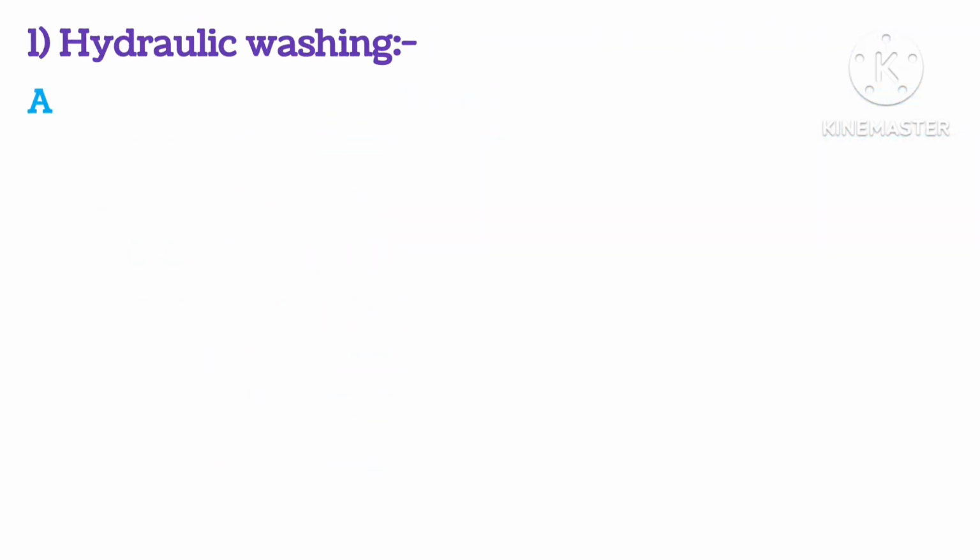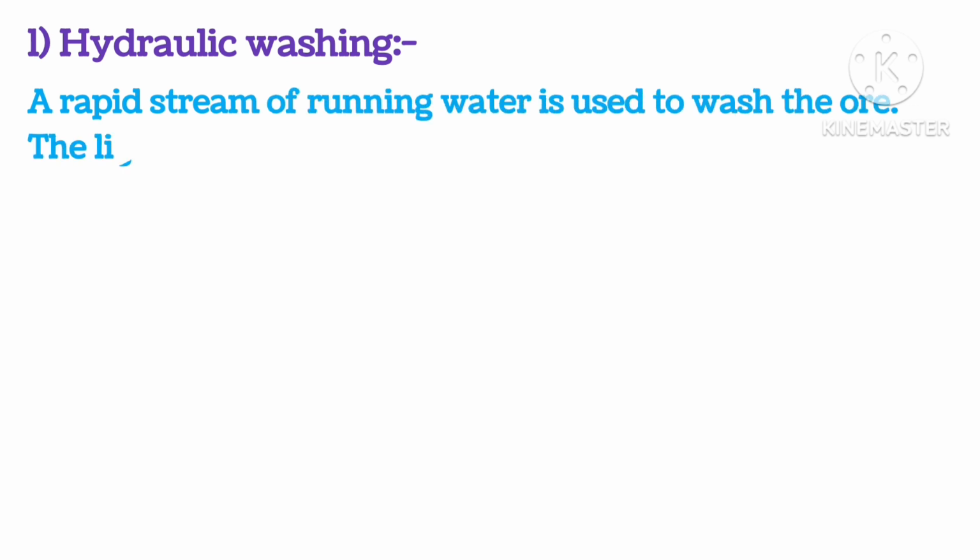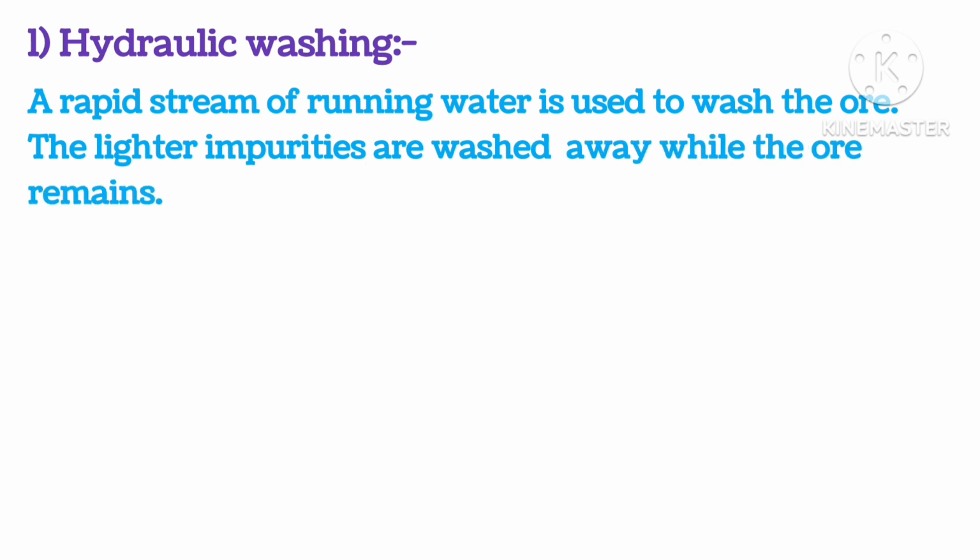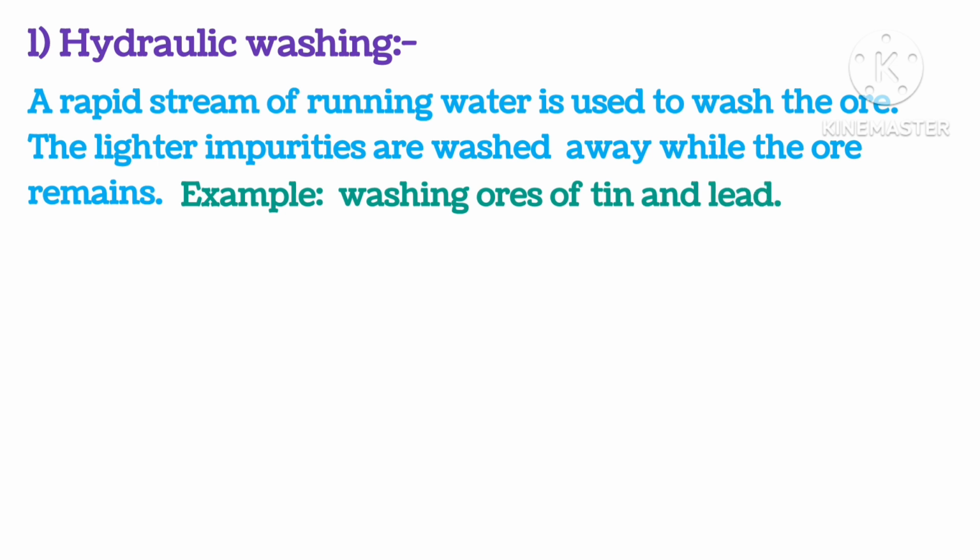First method is hydraulic washing. A rapid stream of running water is used to wash the ore. The lighter impurities are washed away while the ore remains. Example is washing ore of tin and lead.